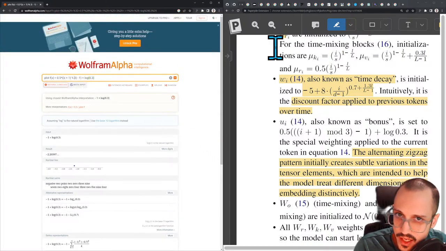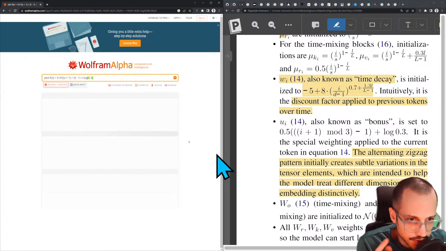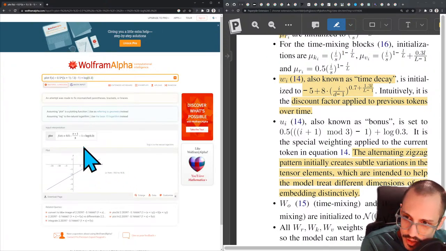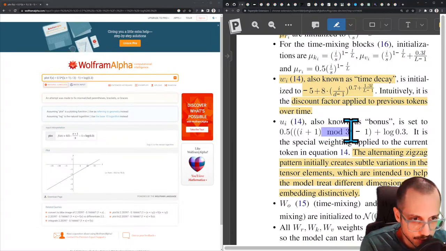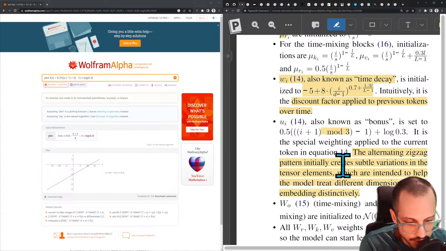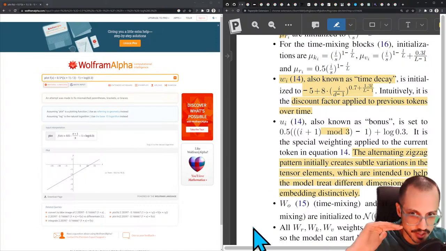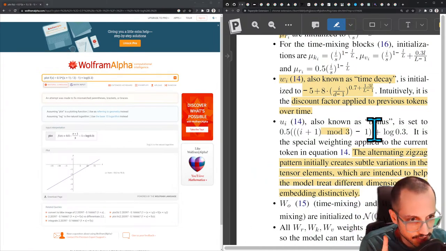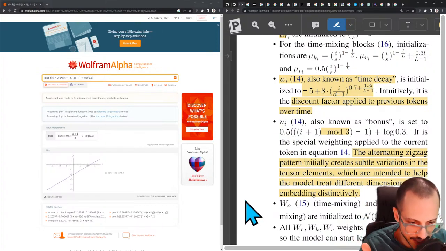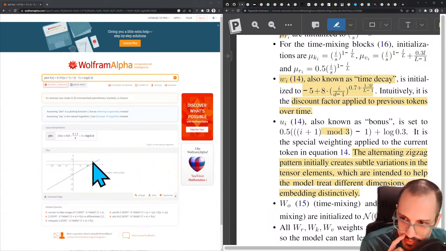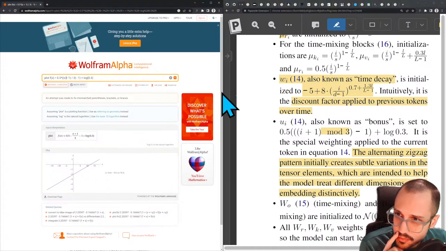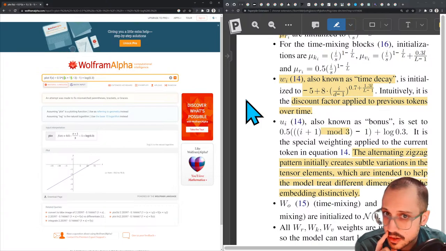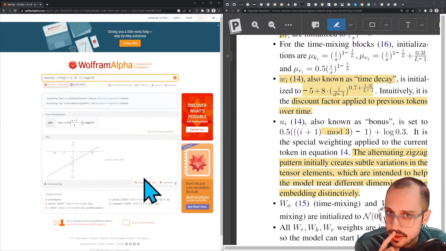It doesn't like this. The problem is that mod 3 here is like integer division, so you're going to go linear, and then flat down to a specific value. That's why they're saying the zigzag pattern: that mod leads to linear, linear, linear, then flat down to a specific value, and then linear again. Yeah, it's like this.